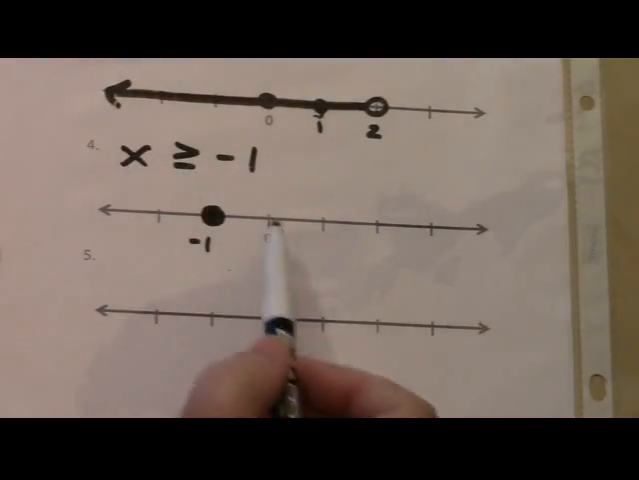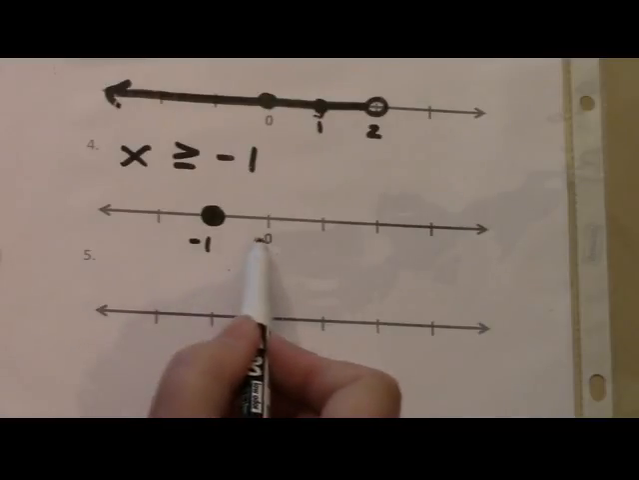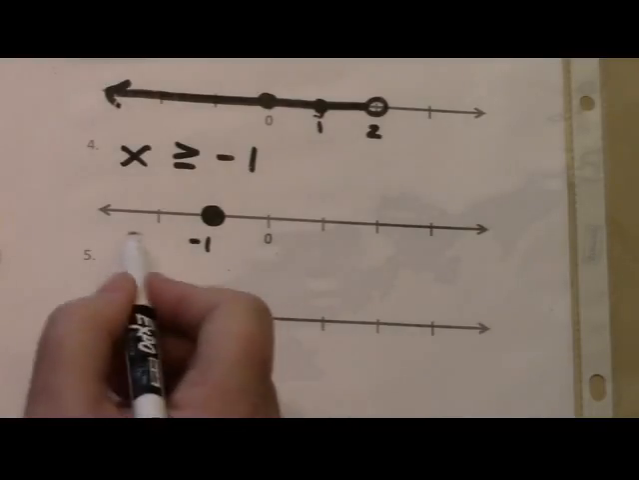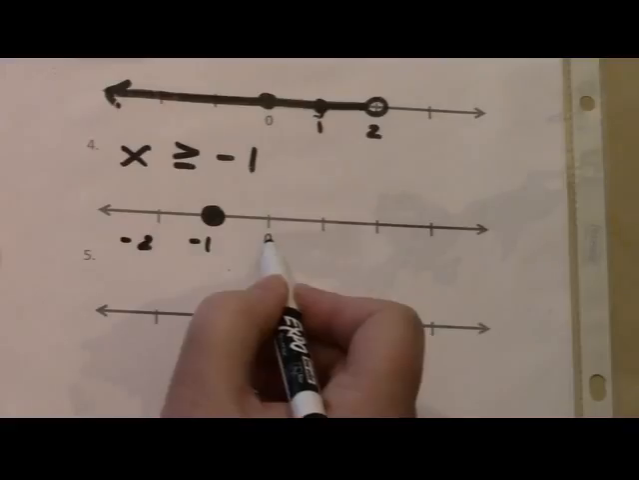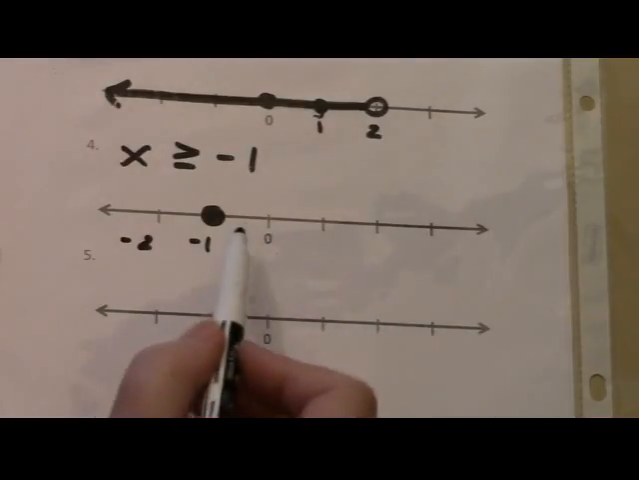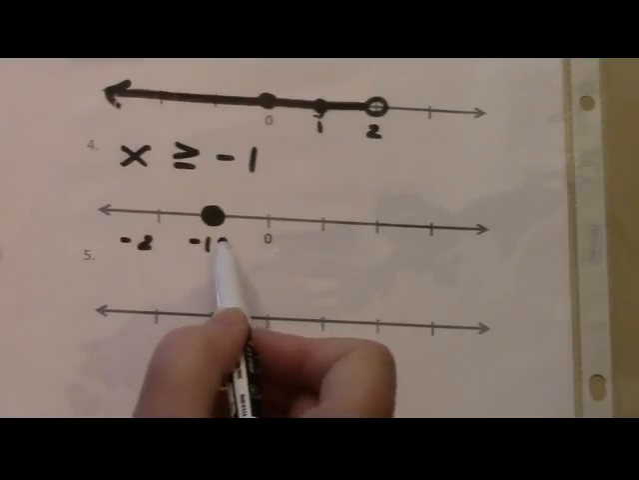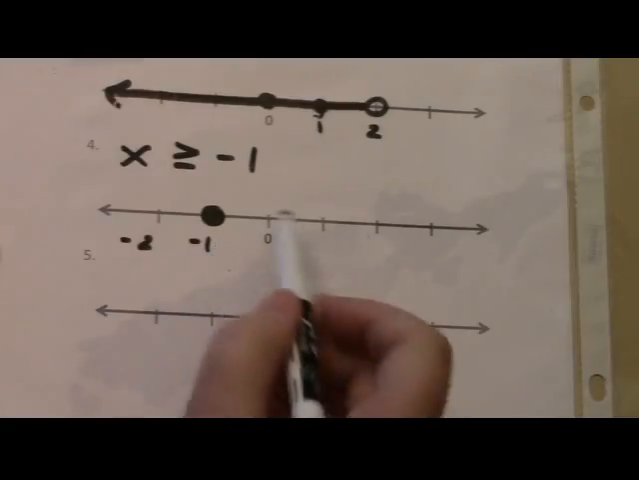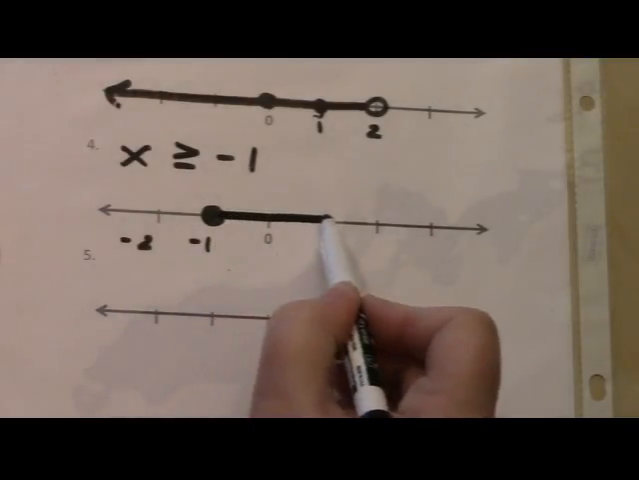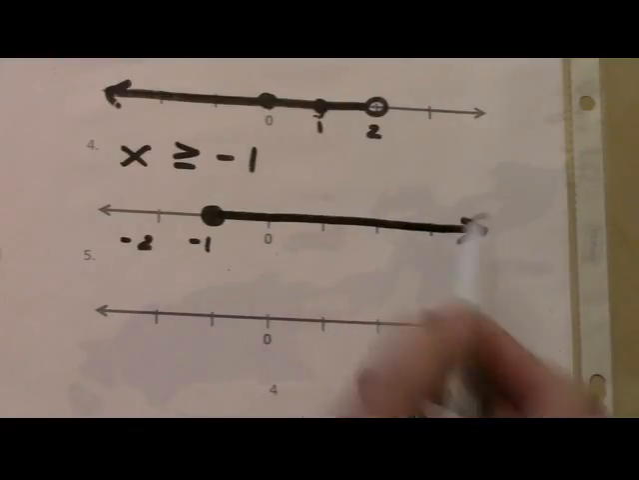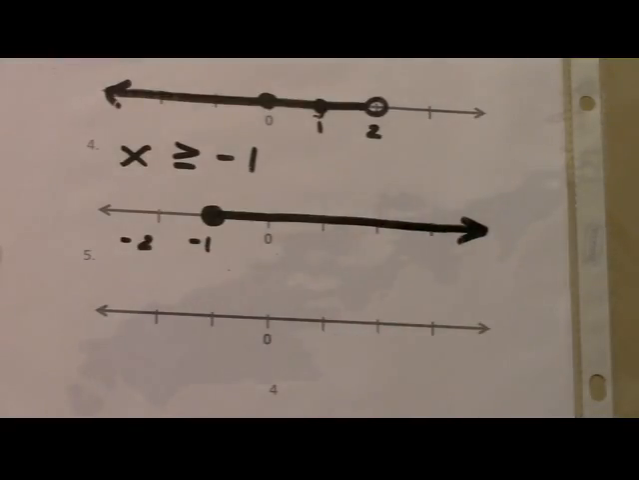If x is greater than that, which side am I going to fill in? Well, to the left is -2, but to the right is 0. We know that numbers increase to the right on the number line. We know that 0 is bigger than -1. So that means everything on this side is going to be shaded.